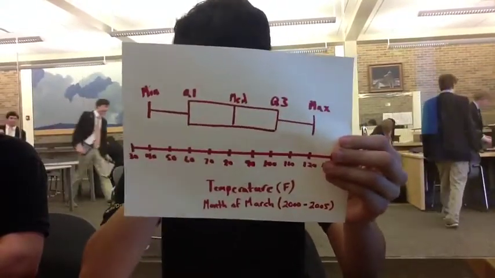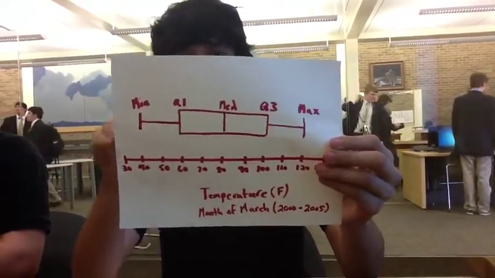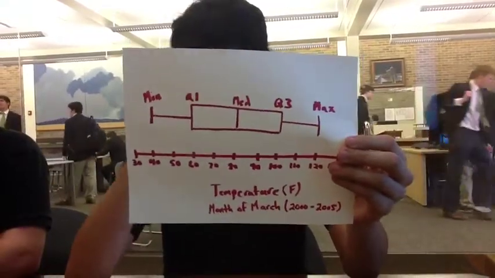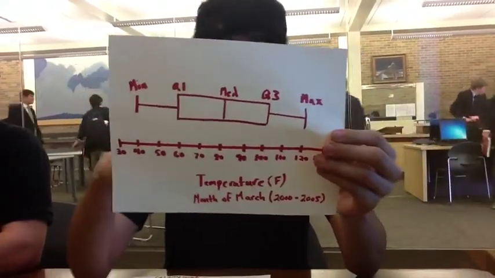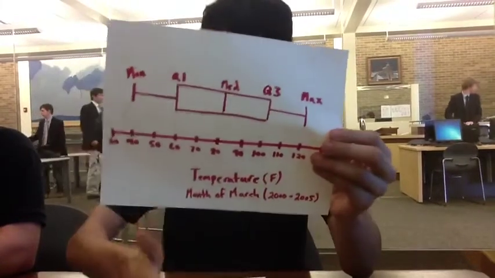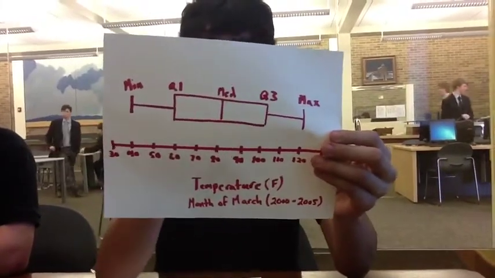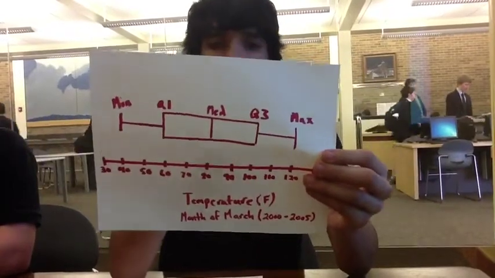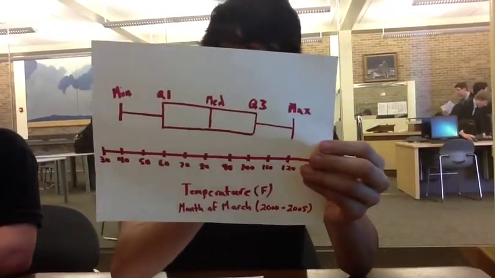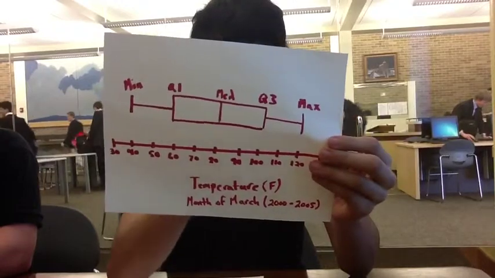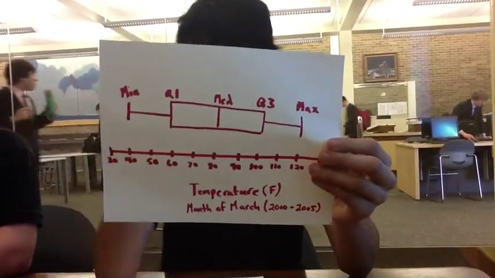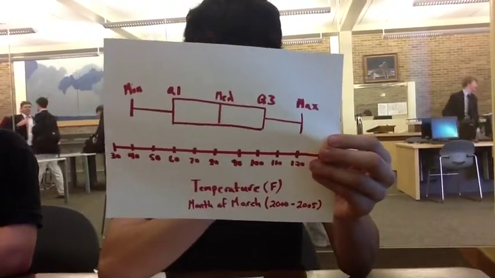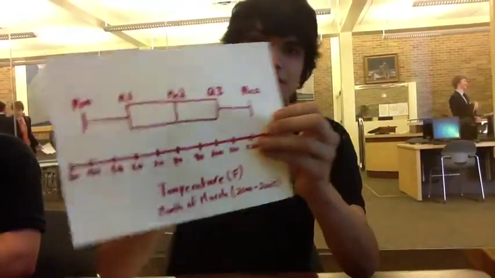Then the Q1, which is the halfway point between the minimum and the median, was 60 degrees. Then the median, which was the midway point of the data, is 80 degrees. Then we have Q3, quartile 3, which is 100 degrees, which is the midway point between the maximum and the median. And then, of course, we have the highest temperature ever recorded in the month of March, which is 120 degrees.